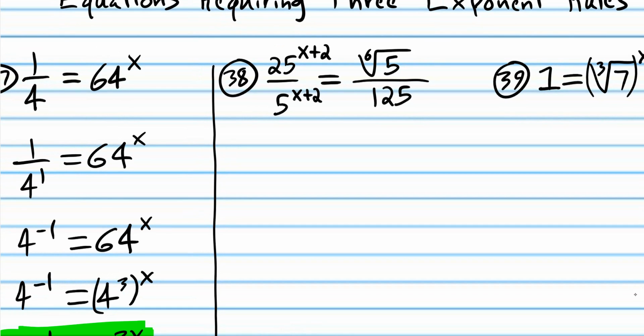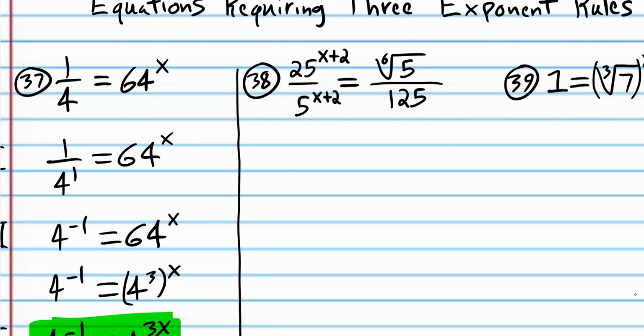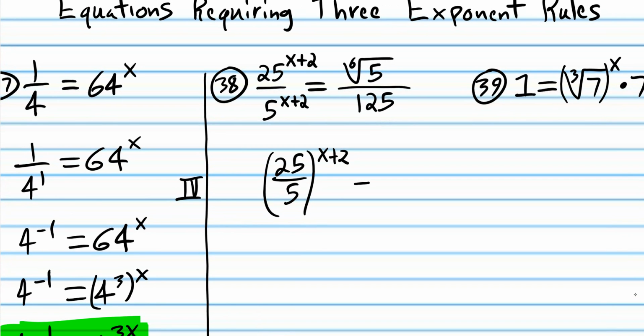Okay, now I'm going to use rule number 4. So that becomes 25 over 5, all raised to the x plus 2. And the reason I can do that is because these x plus 2's are the same. If they weren't the same, then I couldn't do that. I would have to solve the problem in a completely different way.